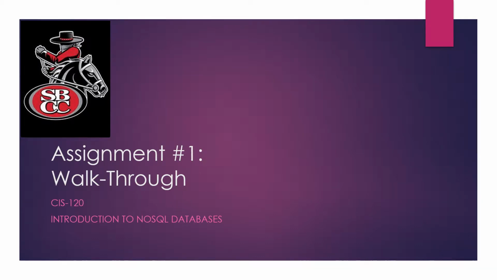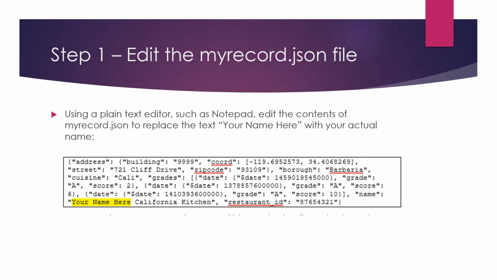Welcome to this lesson, a walkthrough of assignment number 1. Step 1. Edit the myrecord.json file. Using a plain text editor, such as Notepad, edit the contents of myrecord.json to replace the text "your name here" with your actual name.